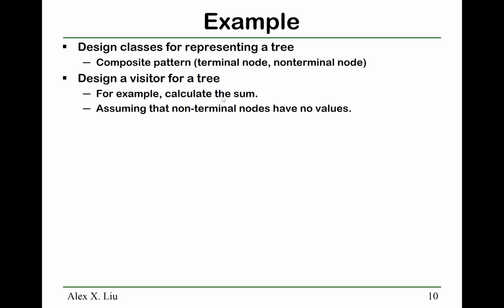Suppose we want to design classes for representing a tree. For the tree, we have two types of nodes: terminal nodes and non-terminal nodes, and non-terminal nodes have some children of either terminal or non-terminal nodes. So of course, we use the composite pattern. Now we need to design a visitor for this tree. For example, we can calculate the sum. Suppose each terminal node has some value, and each non-terminal node has no value. That's our assumption.